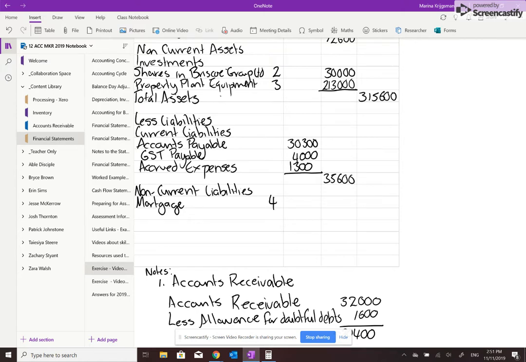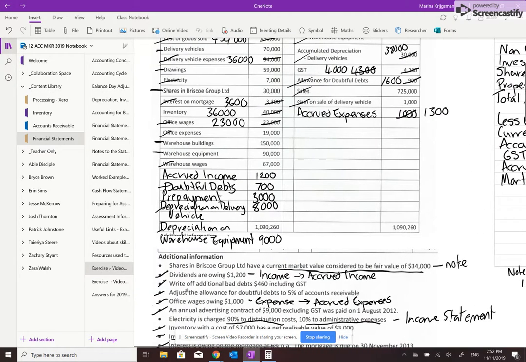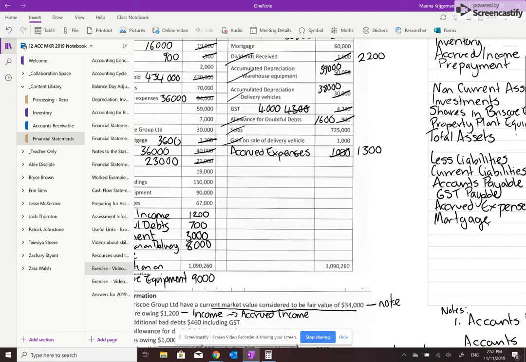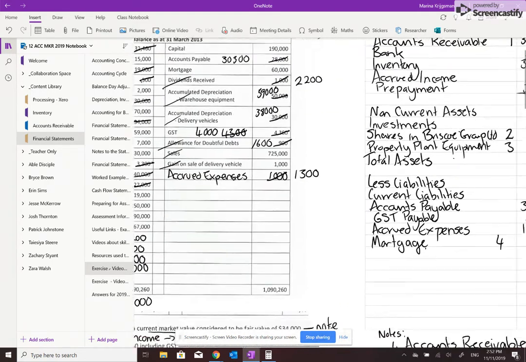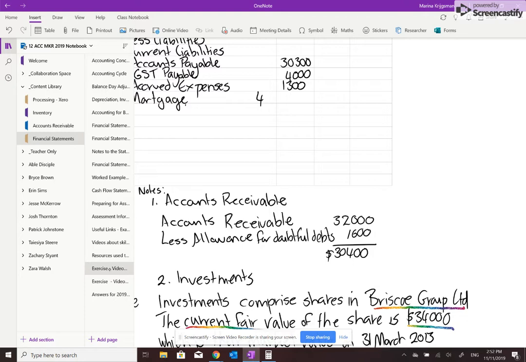So we need to put it in our current liabilities, and there will no longer be any non-current liabilities for us. So our mortgage actually needs to go in here. We'll still leave its note in it, but we're going to actually have to pay that mortgage in this coming year. So the mortgage of $60,000 is actually having to be paid in this current year.